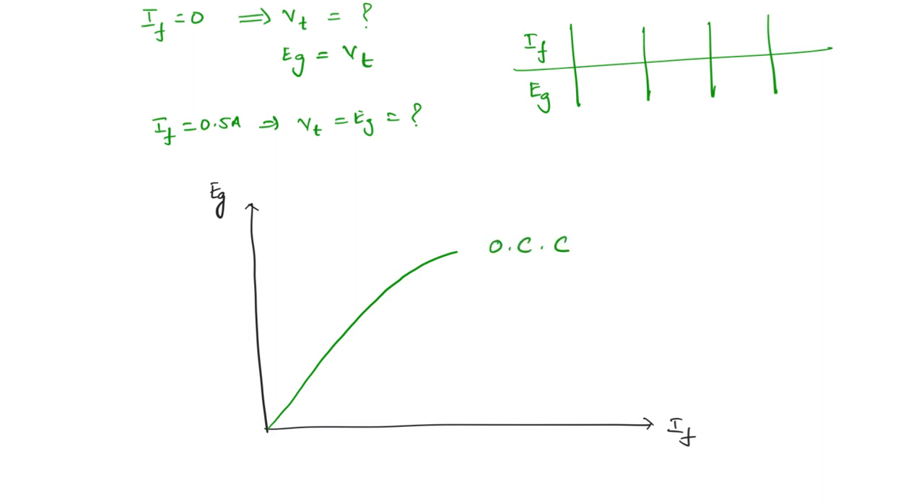Now, if the core was not getting saturated, then what will happen? It will follow a straight line like this. This straight line is called the air gap line. The air gap line will give you the characteristic if the core is not getting saturated. So, this is how you get the open circuit characteristic.